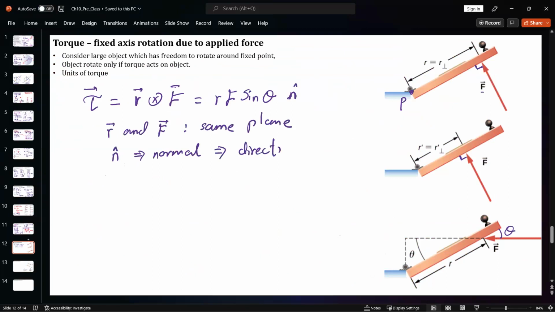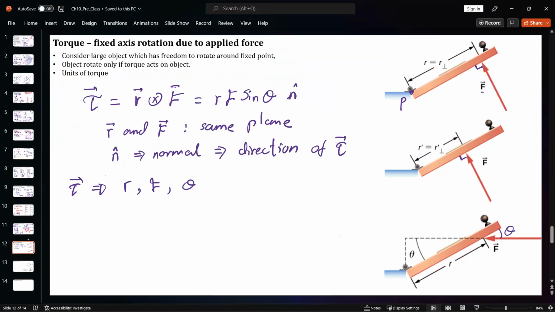The real direction of the rotational component, the direction of the torque, is at a 90-degree angle to the plane of R and F. In this case, R and F are both in the XY plane. The normal unit vector n should be in the k hat direction. So that's the idea. On the other hand, the torque can be affected by the magnitude of R, how large R is, how large the force is, and how large theta is, right?